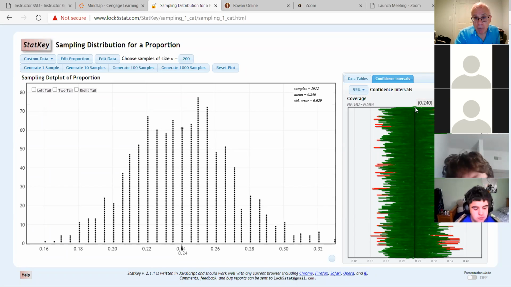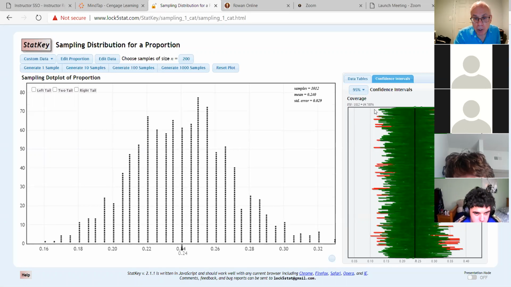Now, the green lines represent intervals that have this point, 0.24, inside the interval. Can you picture that? So there might be a green line here that runs from here to here, and inside that interval is this 0.24, okay? The red lines represent intervals that do not have 0.24 inside them. Right? Make sense?